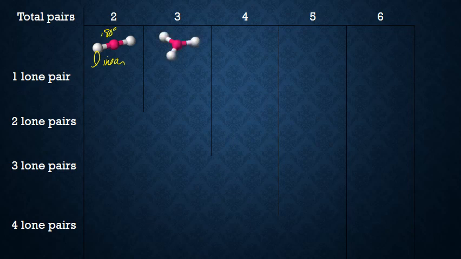If there are 3 things on the central atom, bonded or not, the electron geometry will always be trigonal planar. And your bond angles are 120 degrees. But if you have 1 lone pair on the central atom, it is bent, and the bond angle then is less than 120 degrees.